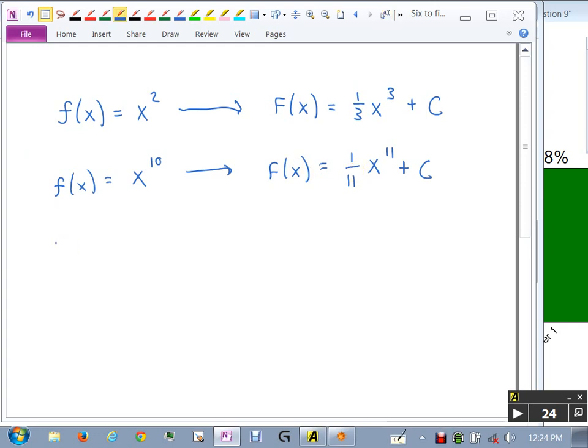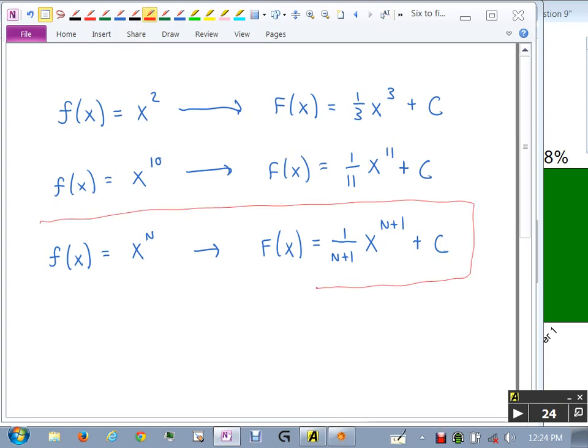So we can come up with a formula for this that would look like this. x to the n should go backwards to become, what's going to happen to the power? n plus 1, and then I should scale through by 1 over n plus 1, and then add a constant. And this right here is the power rule for antiderivatives.